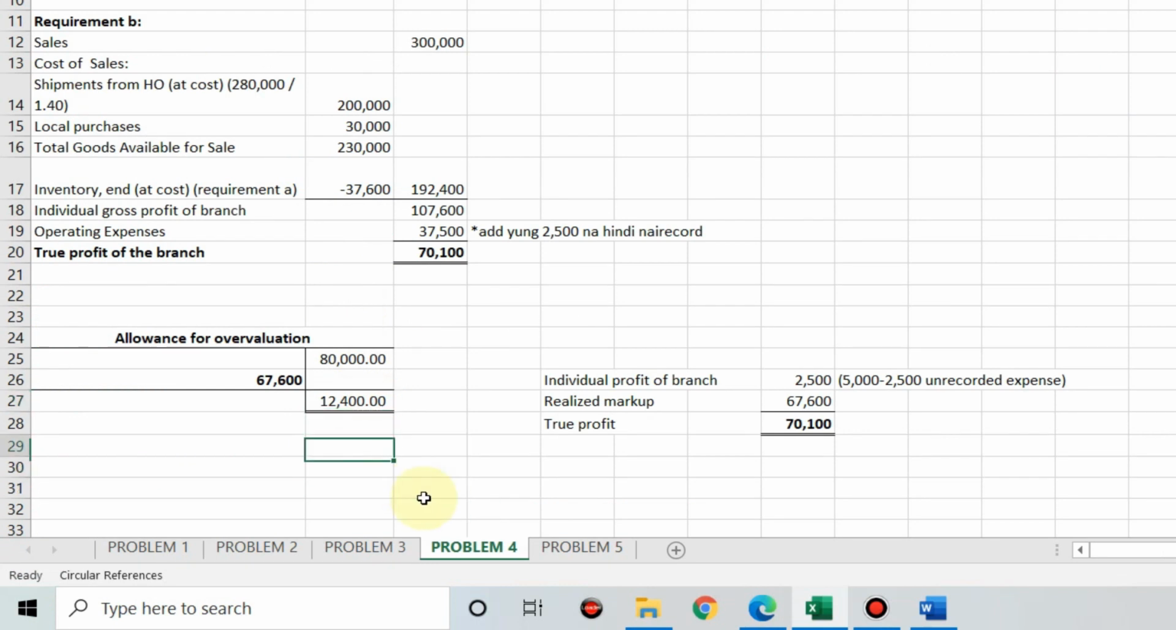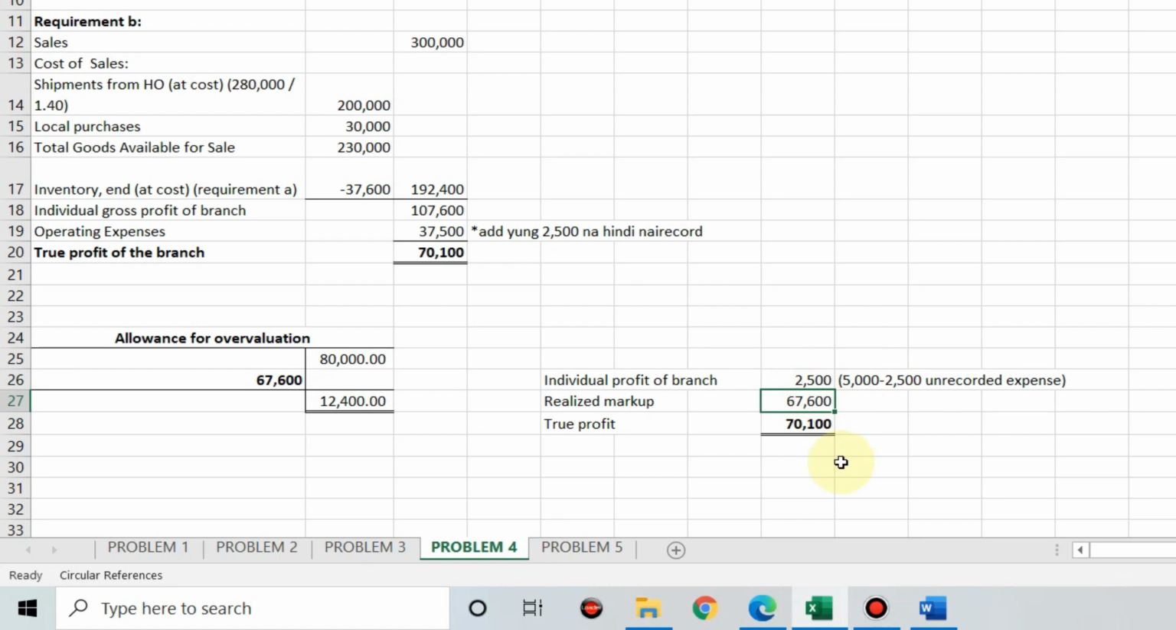Now, you compute for realized markup. So, nandito siya. Kunwari hindi nyo lang 67,600 siya. You just add 0 minus 0, add 12,400 minus 80,000, you'll get negative 67,600. Okay? So, paano? Individual profit of the branch, yun nga, 2,250 na lang siya kasi tinanggal ko yung unrecorded na 2.5. Okay? Kinonsider ko na siya, from 5,000, tinanggal ko na yung 2.5. And then, add ko yung realized markup na 67,600.